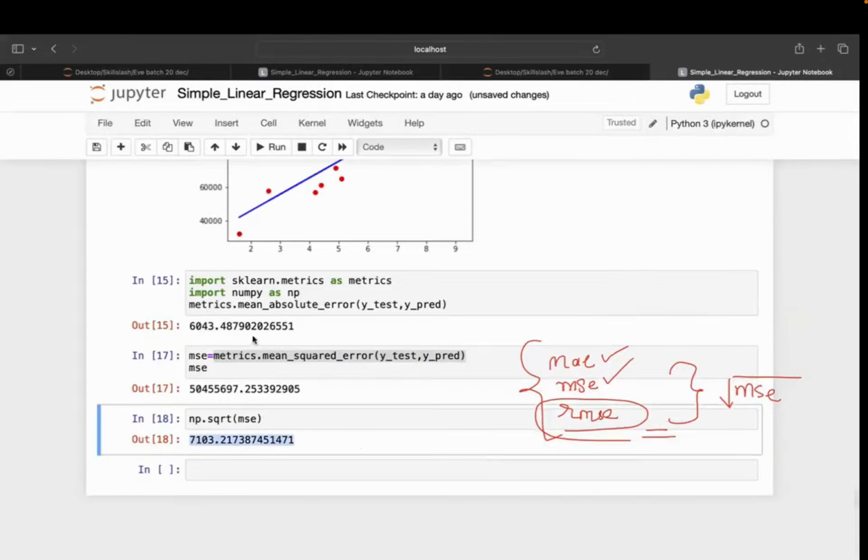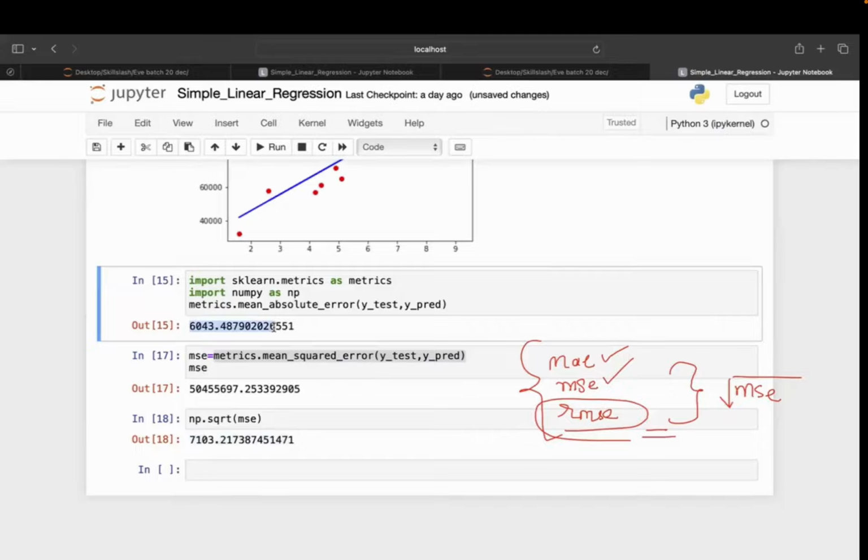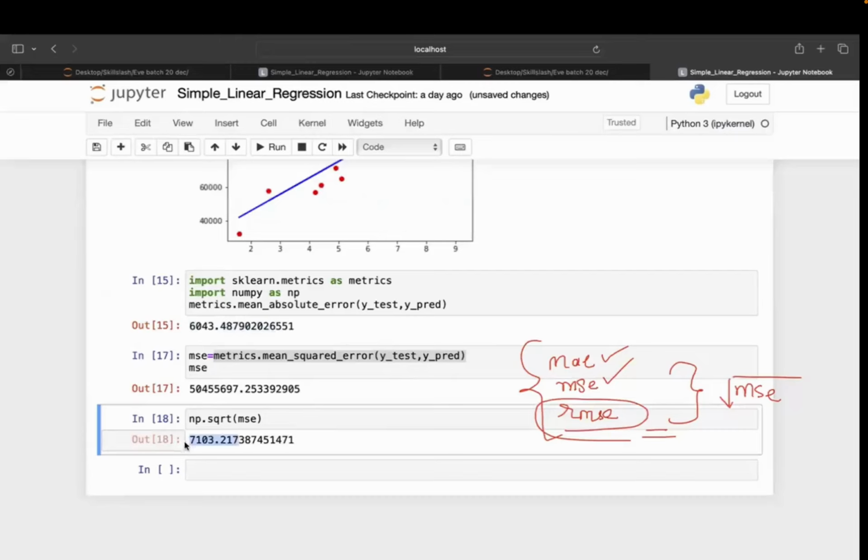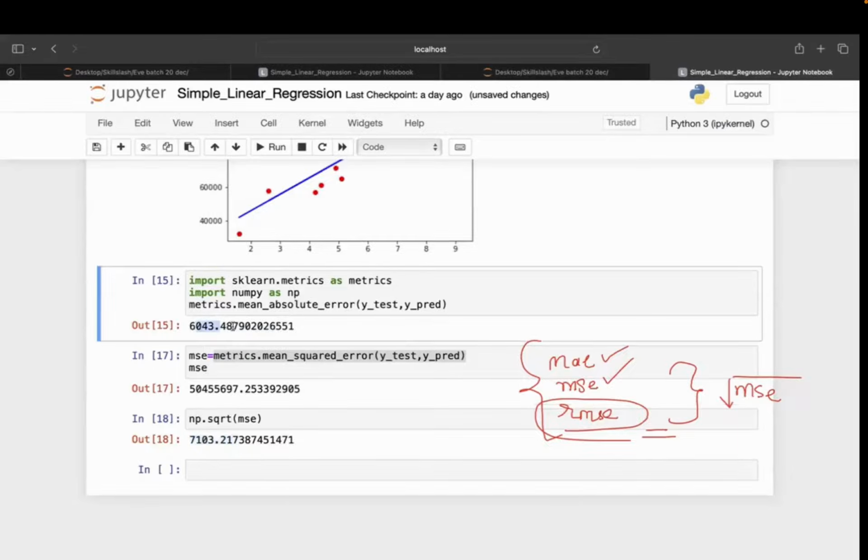Okay, so now you can see these two values are coming somewhat similar. I'm not saying similar, which means near to each other. No, this is how many digit number and this is how many digit number. So root mean square error is coming somewhere around 7103.2. Absolute error is coming 6043.48. And the mean squared error is coming somewhere as 50455,697, which is a huge value.